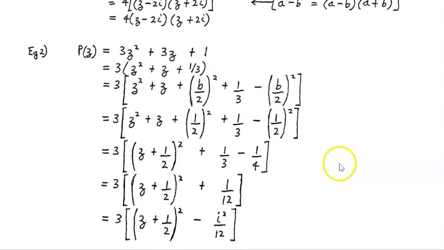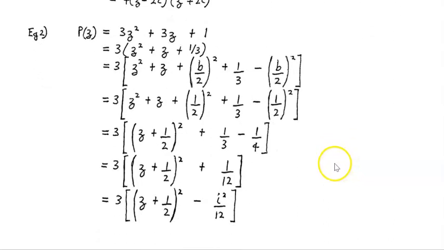Okay, I'll just scroll down a bit. Let's get that fully into view. Okay, here we go. 3z squared plus 3z plus 1. Let's factor out the 3 here. Okay, now we can sort this out by completing the square.